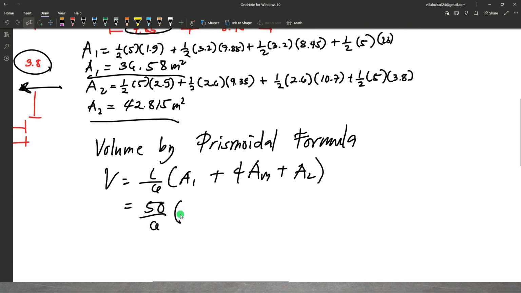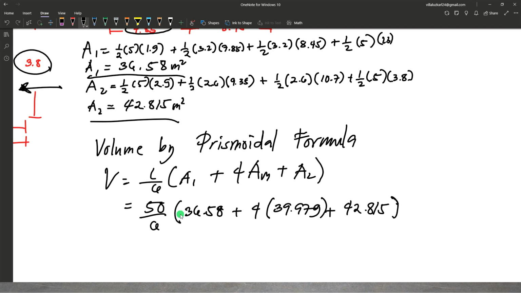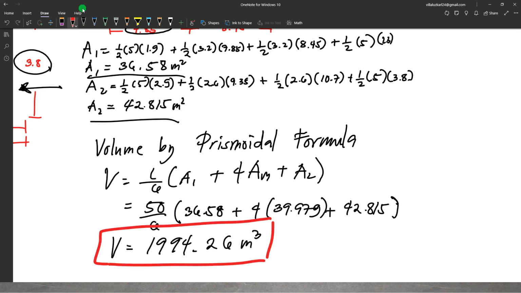50 over 6, area 1, 36.58, plus 4 times the area of the middle, 39.979, plus area of the second, 42.815. So the volume therefore is 1994.26 cubic meters. That's your final answer.